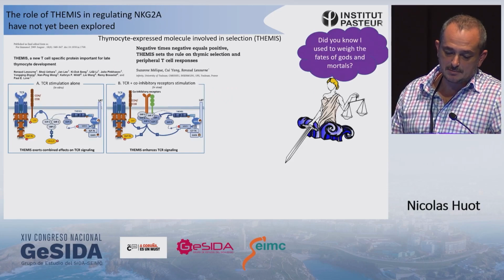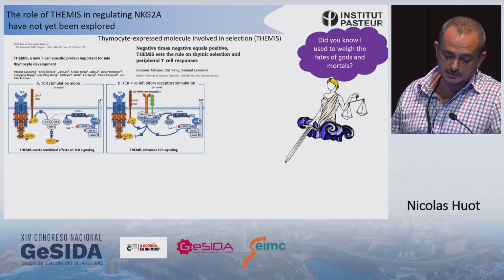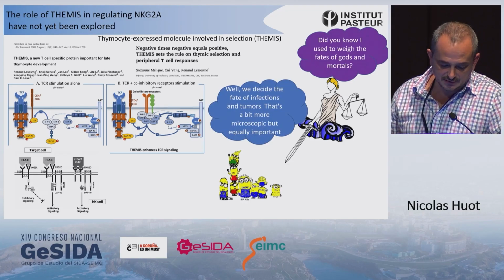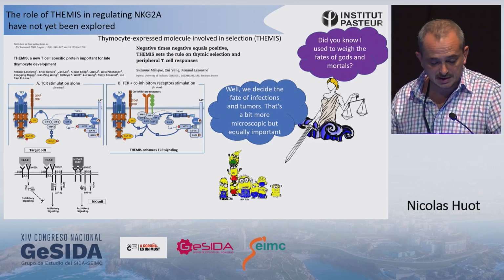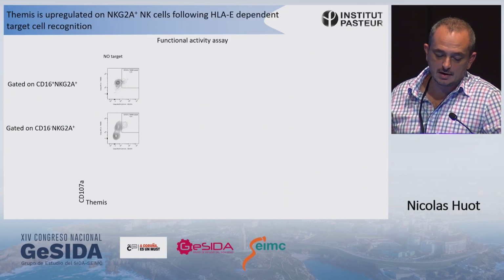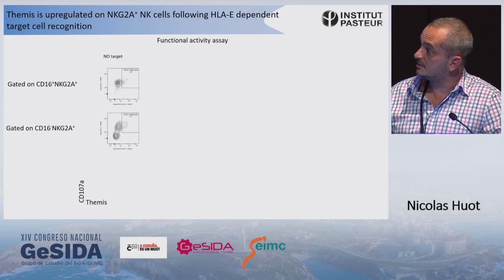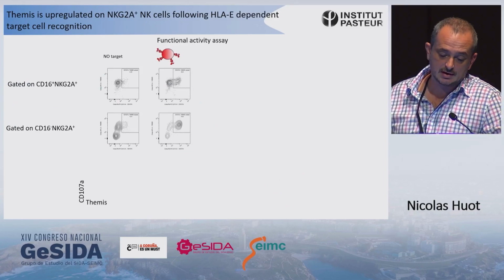TEMIS has previously been shown to participate in TCR avidity in T cells by sequestering HCP1, which is an adaptor molecule facilitating the transduction of the signal when the TCR is engaged. And we decided to see if TEMIS could also participate in the regulation of NKG2A, as for the TCR. As you can see here, when we put NK cells without any target, TEMIS is not expressed, and when we start to put a target, we found an upregulation of TEMIS.